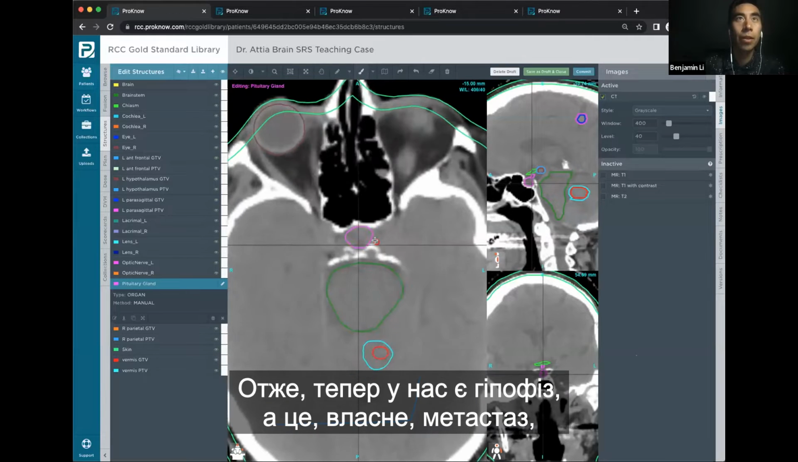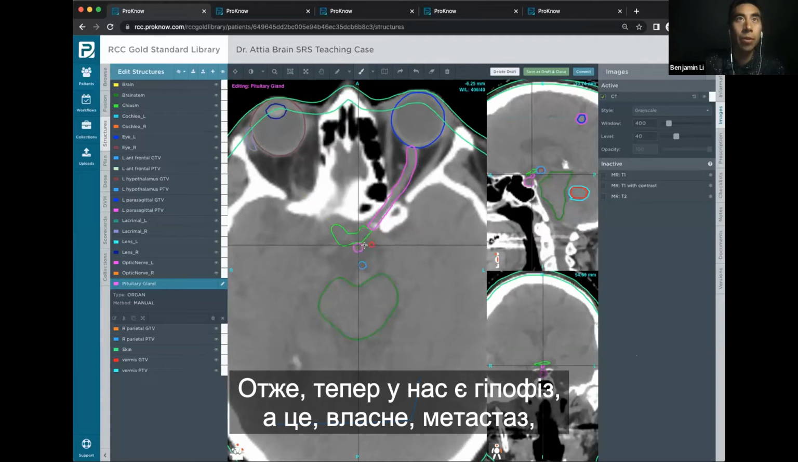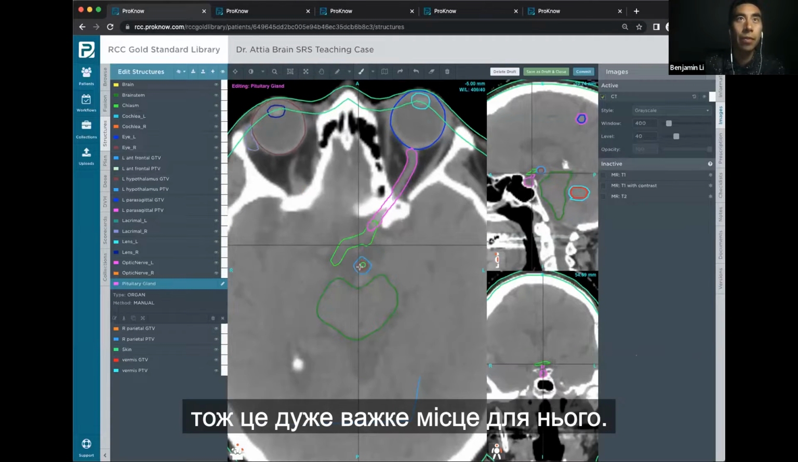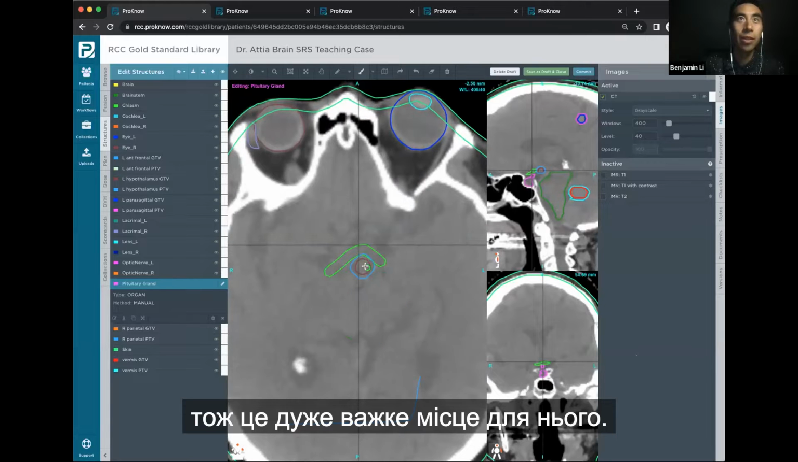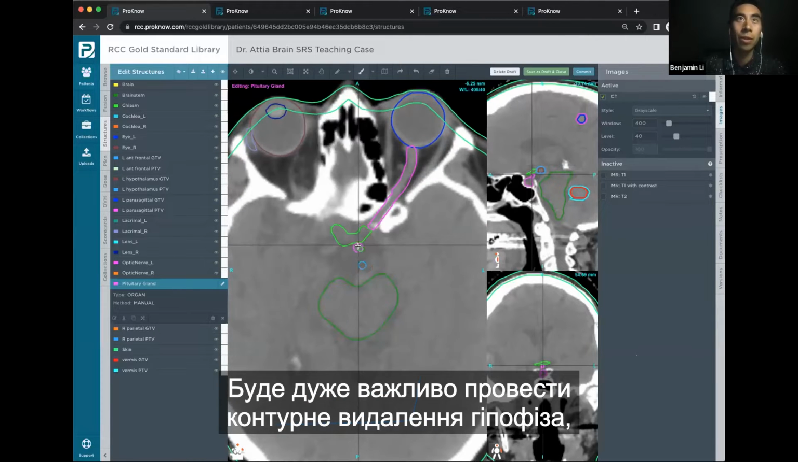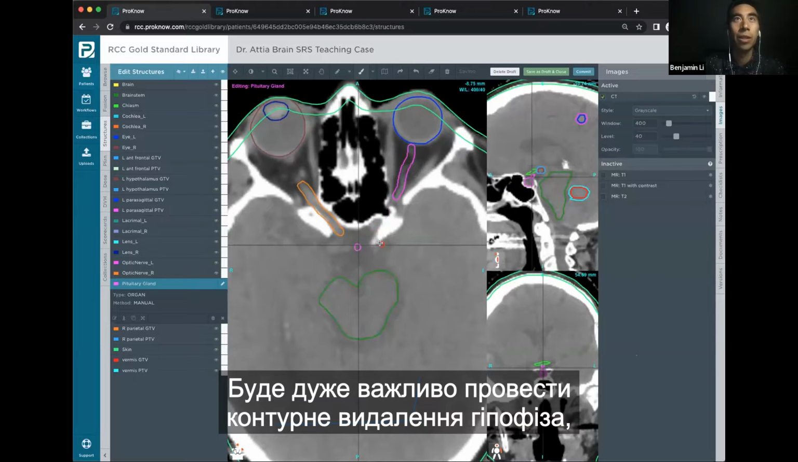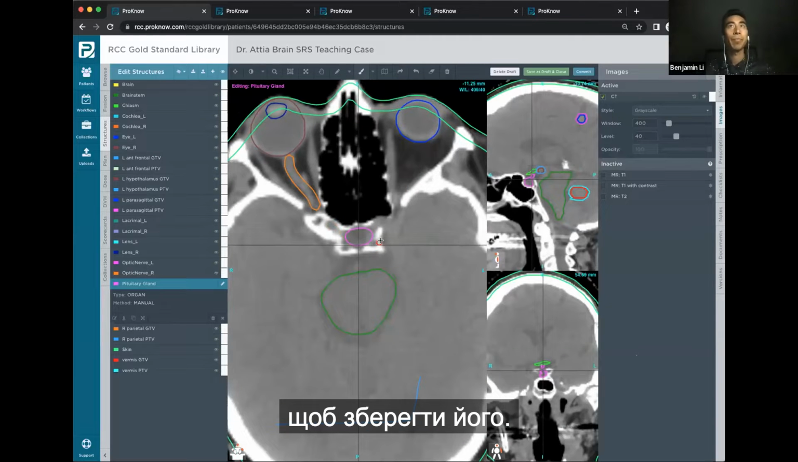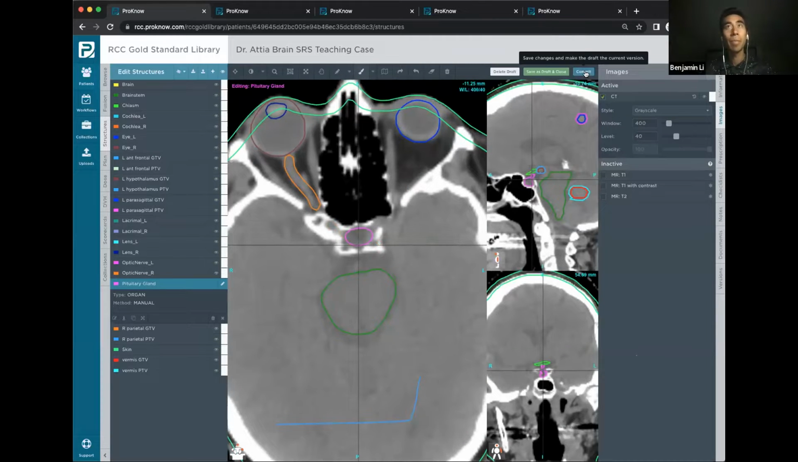Okay. So now we have our pituitary, and this is actually a metastasis. So that's a hard place to have it. It'll be very important to have this pituitary contoured in order to spare that. Any questions so far?